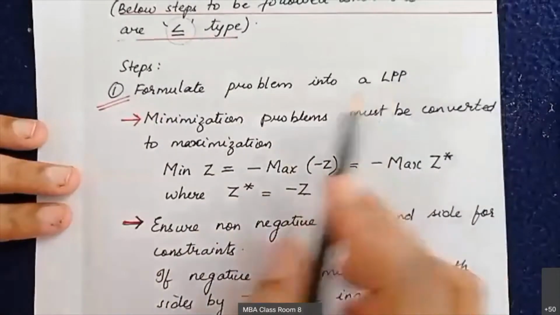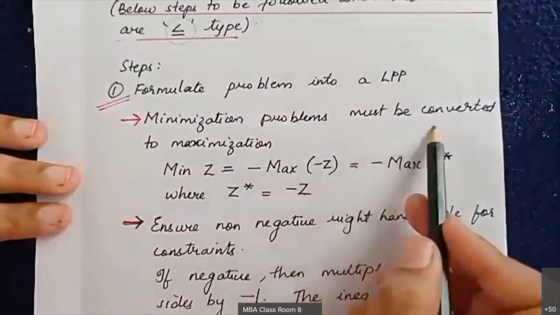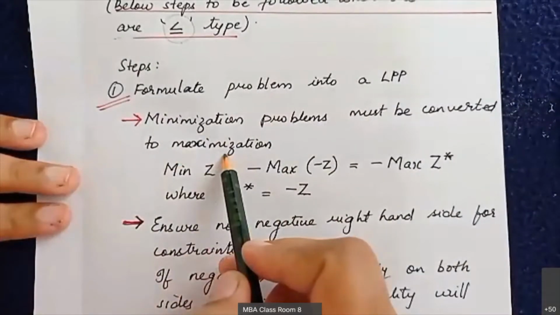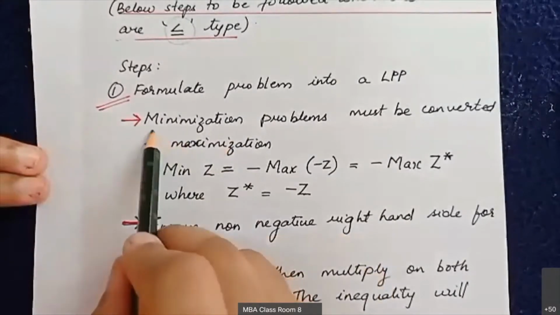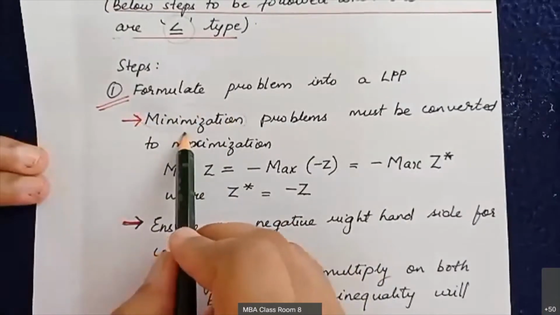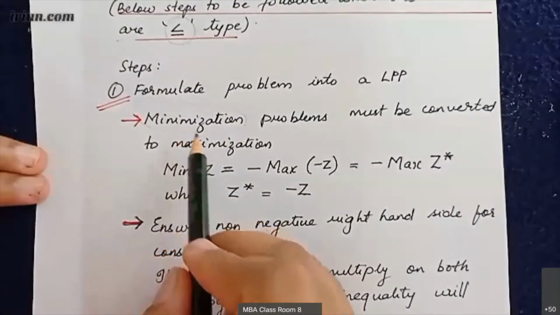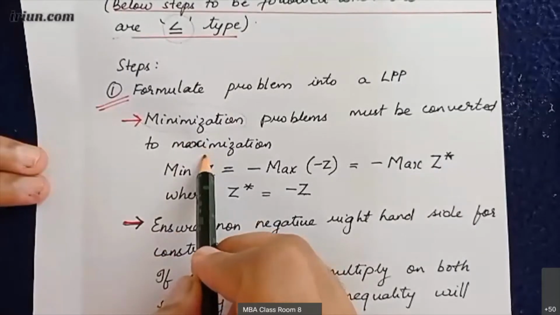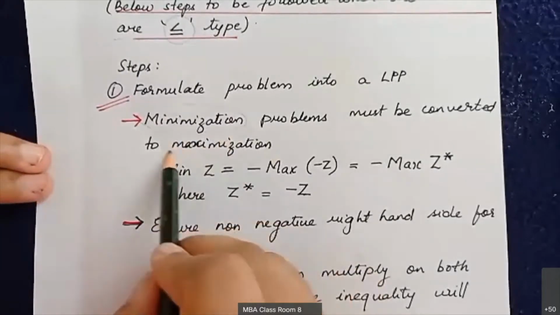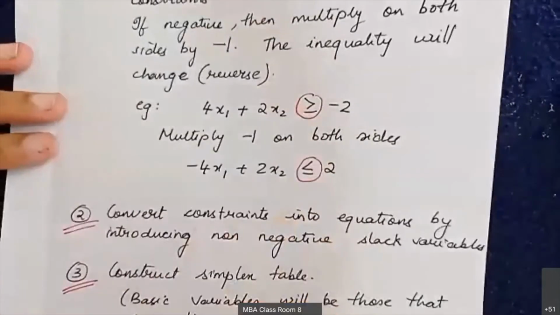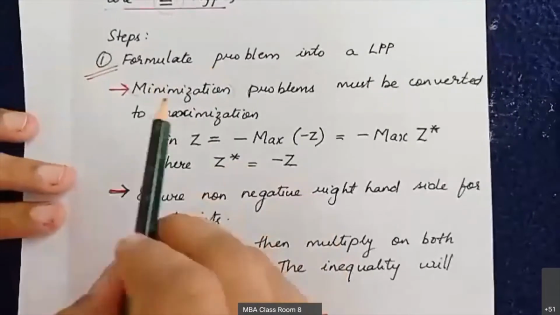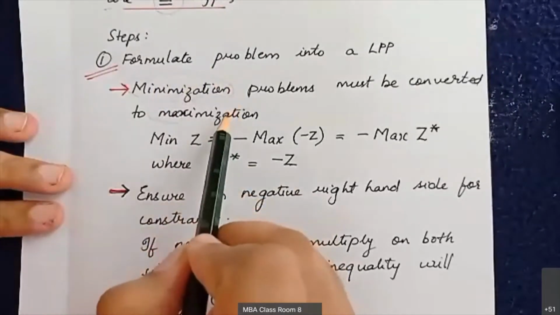For that we have some steps. Minimization problems must be converted into maximization problems. You know already, right? The LPP problem has two types: one is the maximization problem, the other is the minimization problem. If in the question you get a minimization problem, then you have to convert it into a maximization problem. Once you convert it into a maximization problem, the steps that you have to follow will be the same. Every time you have to follow the same standard steps. So initially, if you get a minimization problem, convert it into a maximization problem.